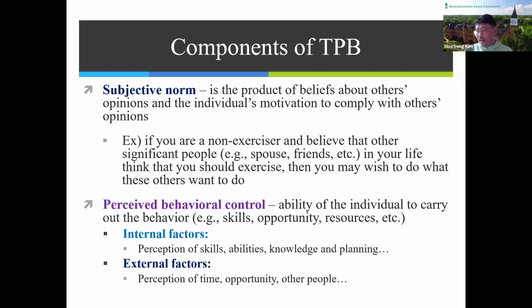And then perceived behavioral control is the ability of individuals to carry out the behavior, like skills, opportunity, resources, or things like that. Perceived behavioral control is also categorized into two different factors, internal factors and external factors. Internal factors might include perception of skills, abilities, knowledge, and planning, and external factors might include perception of time, opportunities, or other people, or something like that. Okay.